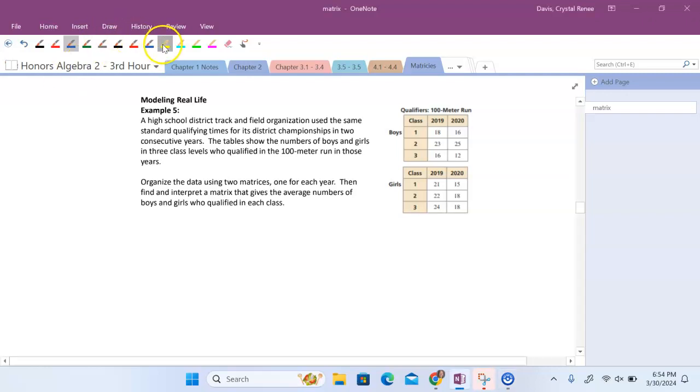Okay, so let's do that first. Organize the data using 2 matrices, one for each year. So we're going to have 2 matrices here. And let's do year 2019 and year 2020. We don't have to label them, but sometimes it can help.